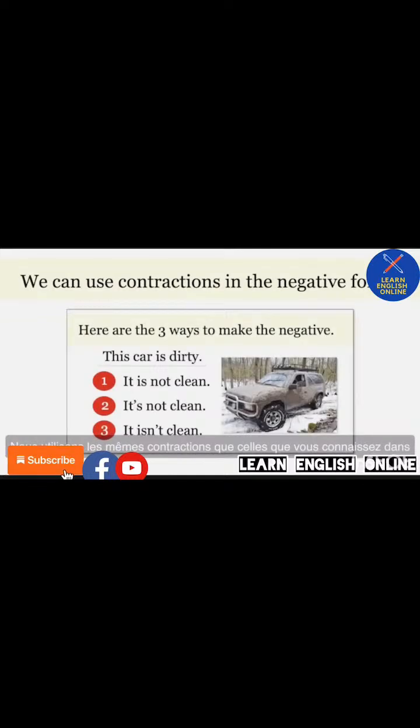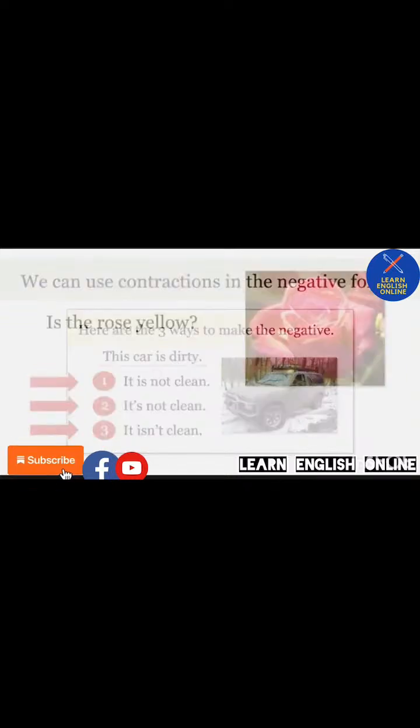We use contractions in the negative form. We use the same contractions you know from the lesson about the be verb in the negative. Remember, there are 3 ways. The long way, with the full verb and the word not. The second way, make a contraction with the pronoun and the be verb. And the third way, make a contraction with the be verb and not.